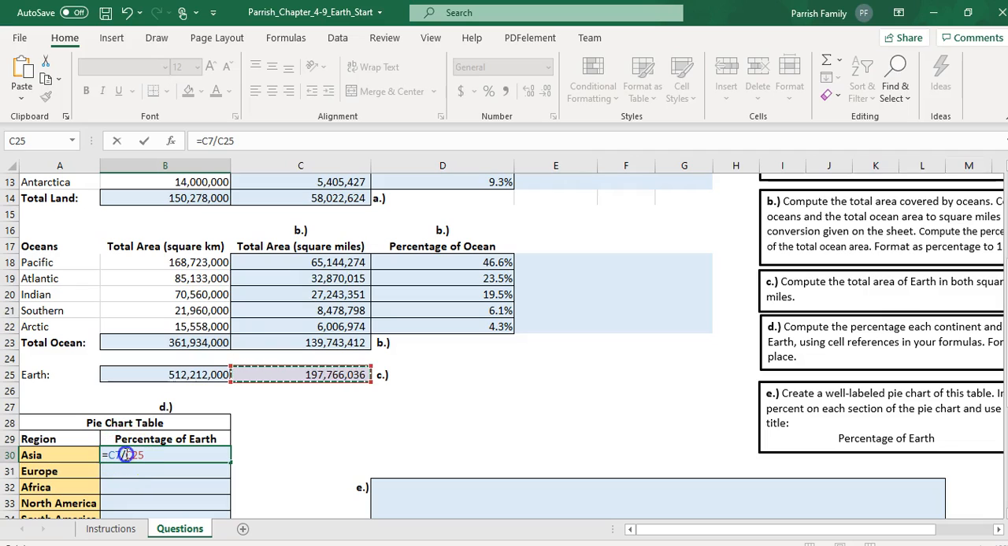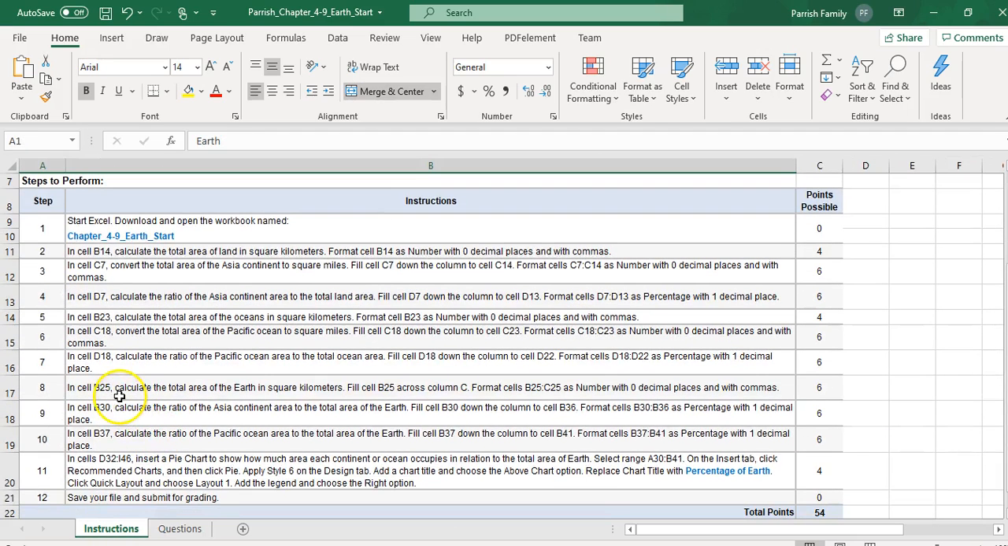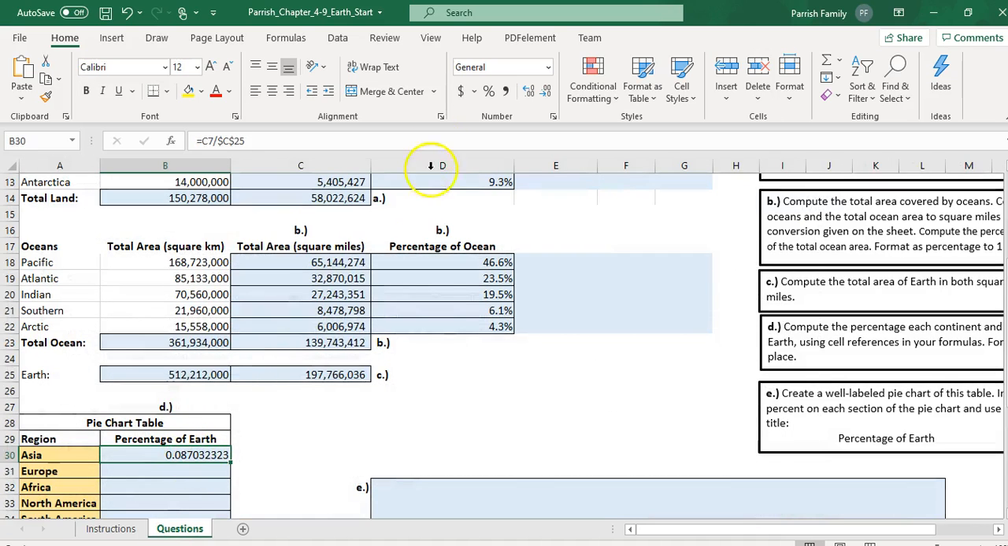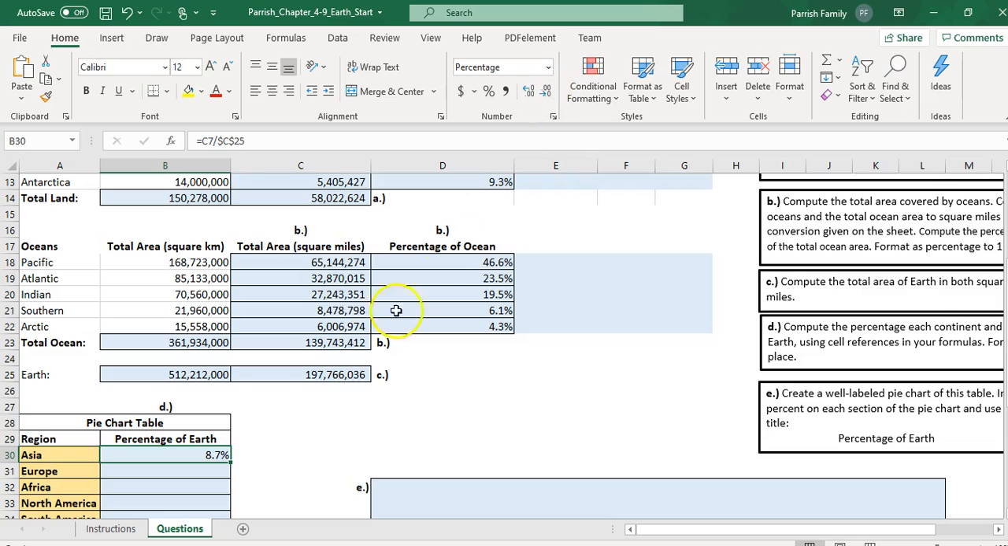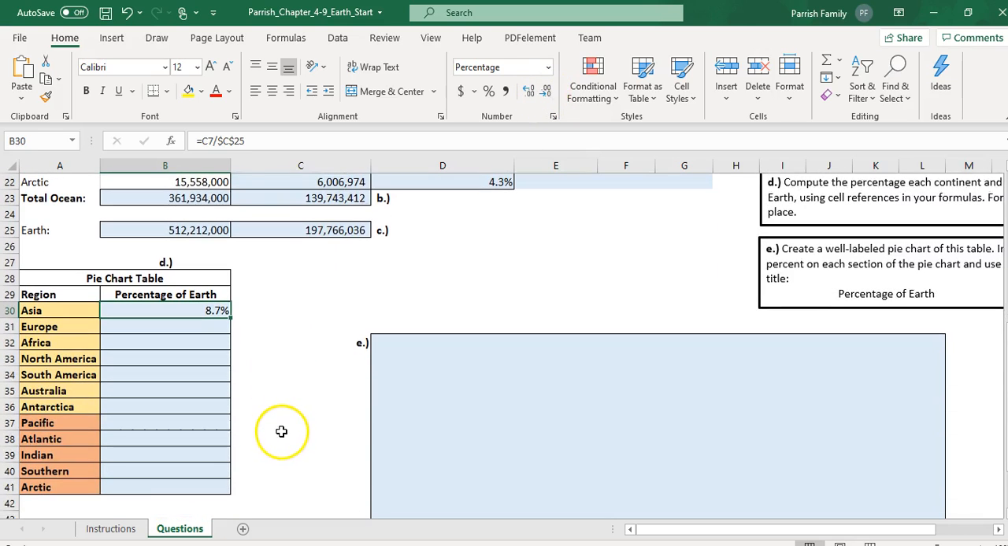But again, we've got to watch out for those dollar signs to make sure we've got that. Check what our formatting is supposed to be. So in B30, it says to calculate this percentage, format it as a percentage with 1 decimal place. So we're going to format this as a percentage with 1 decimal place. All right.